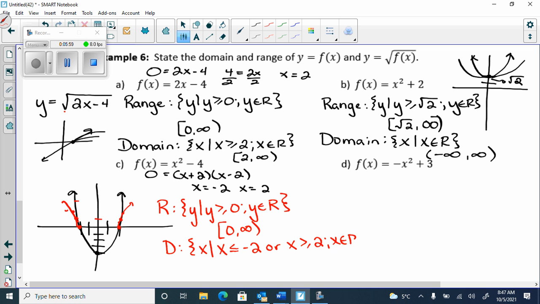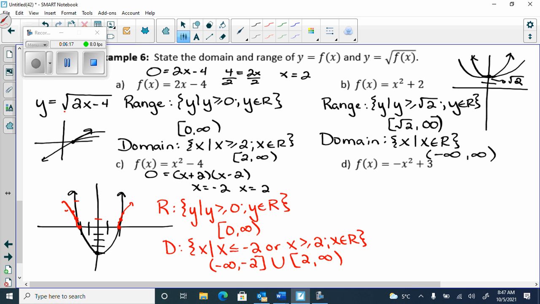In interval notation, you have to do this one separate. The or symbol is just a U, it means union, and then that one separate. So we go -infinity to -2 square bracket, or square bracket 2 to infinity.